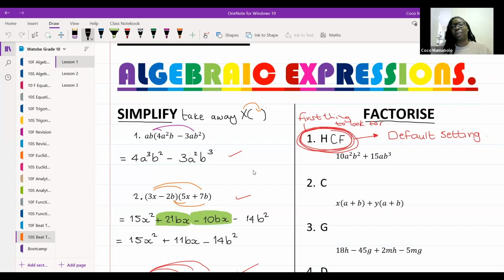All right, guys, now we can talk about the HCF here. I know that the thing that's common is 5AB. And if I take 5AB out, what I'm going to get left is 2AB. I'm lying, it's not even 5AB, it's 5AB squared, because B squared is the B with the smallest exponent. So we need to take 5AB squared out. And if I do that, I'm going to have 2A left plus 3B left over here. Give me a thumbs up if this is the answer that you got.